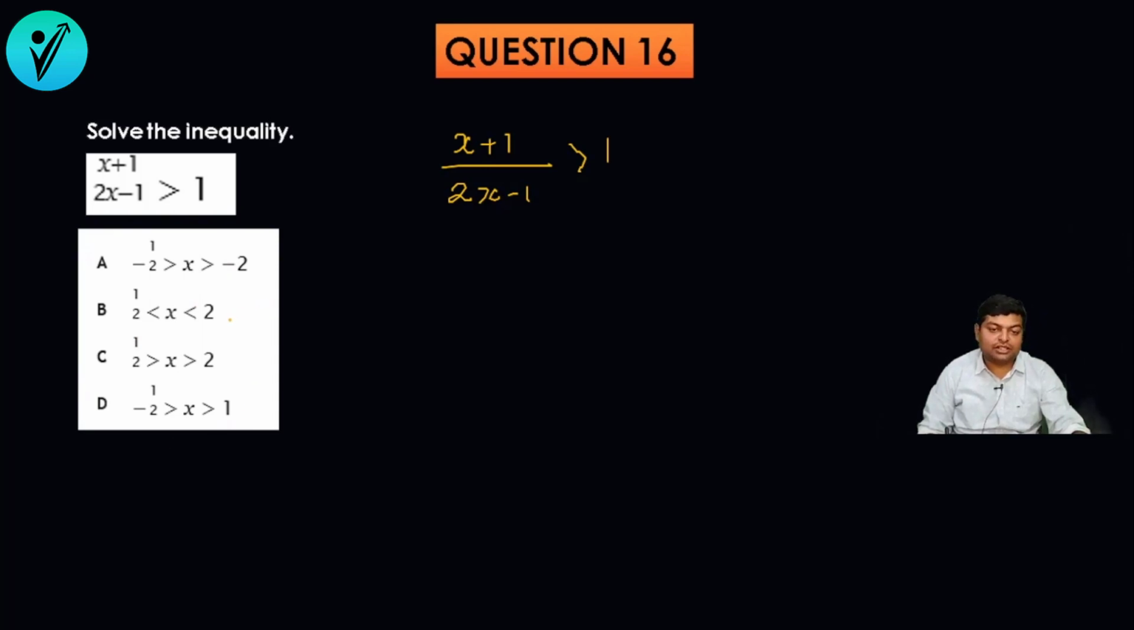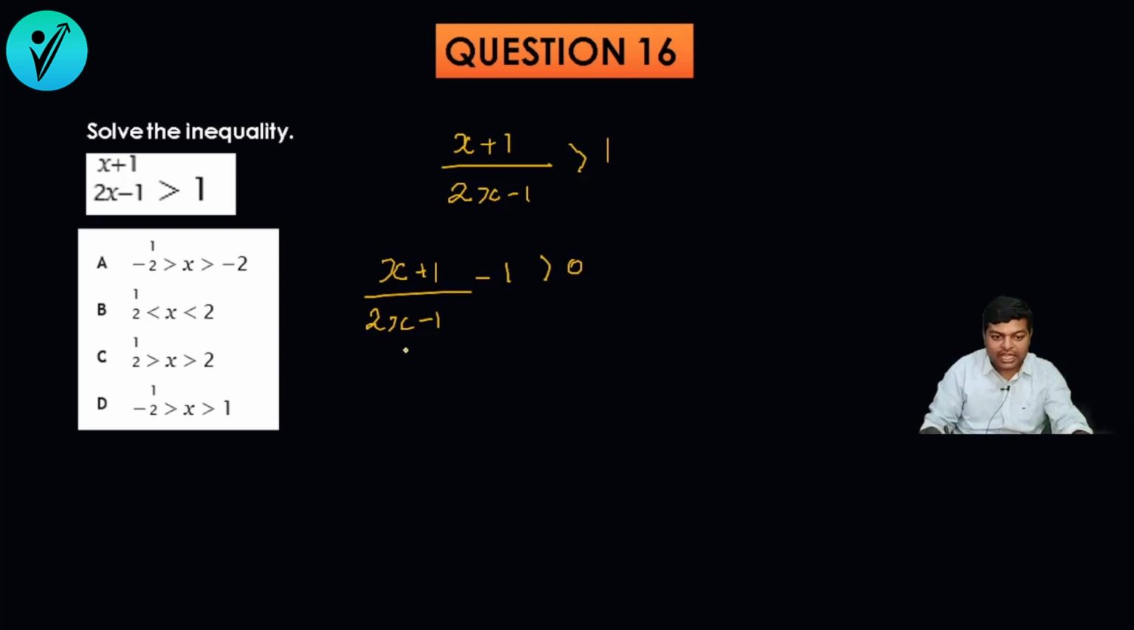So whenever you are solving an inequality, it's much easier to compare with respect to 0. For example, here it is 1, right? So it will be a bit difficult for us. So what I'll do, first of all, I'll shift this 1 to the side. So it will be (x plus 1) upon (2x minus 1) and it's greater than 0.